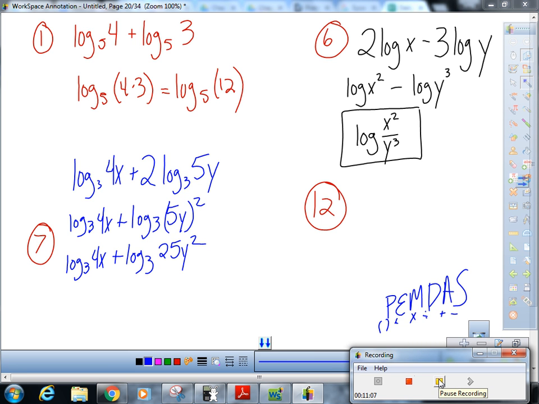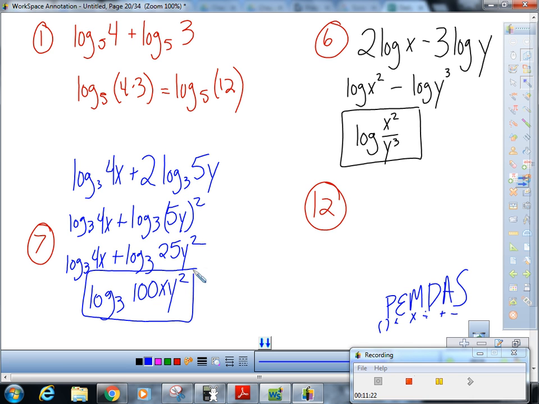All right, back to the problem now. So, now I'm to the point where I don't have a whole lot else I can do, so I have to use my rules and turn addition into what? Into multiplication. So my final step will be the log base 3 of 4 times 25 is 100, x, y squared. Not easy, okay?